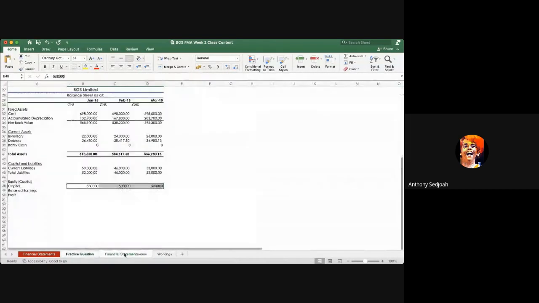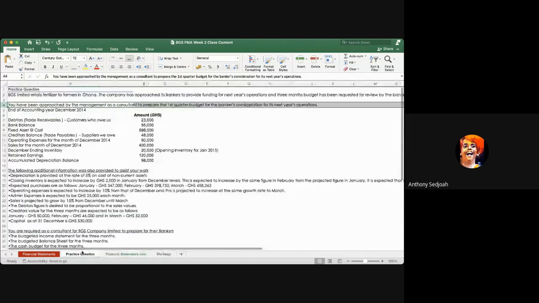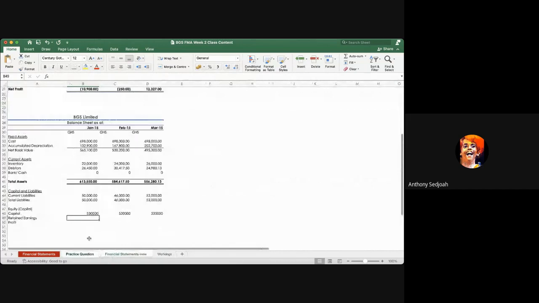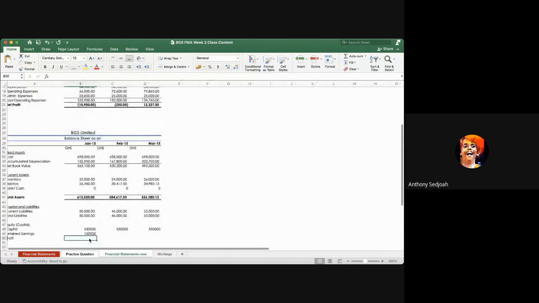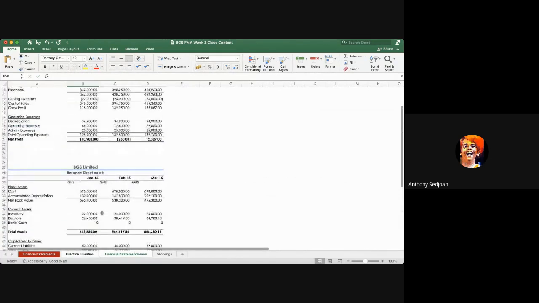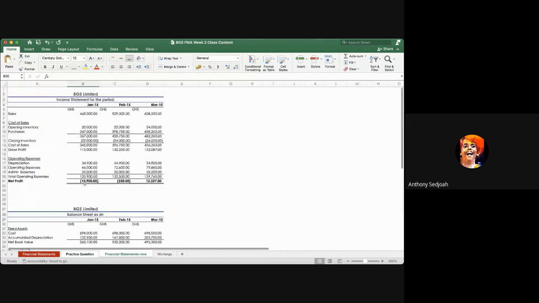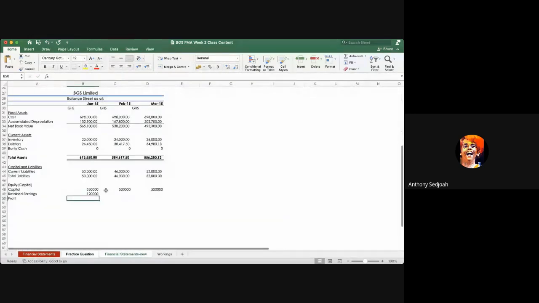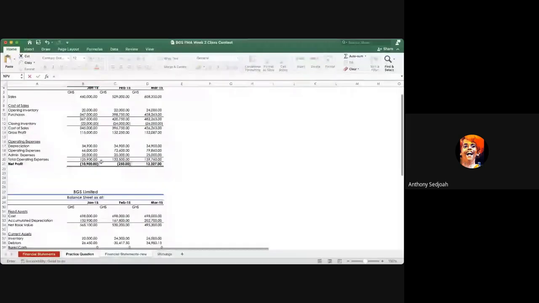Okay, so after the capital should be the retained earnings. The retained earnings here should be the one in the question, which is 120,000. And after that, we have to add the profit or loss that we made in that particular month. So in January, we had a loss of 10,900. Instead of typing everything there, I'll just reference that cell. So I'll pick it up here, cell B21.